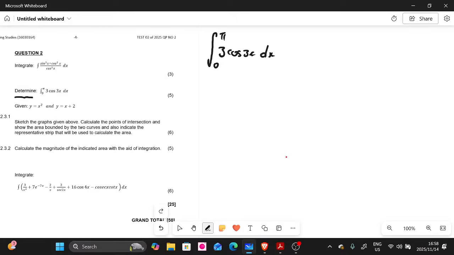So in order for you to change from rads or radians to degrees, you must do the following. You must multiply your rads with 180 divided by pi. So if you do this, pi divided by pi, this is going to give us 180 degrees. So this means that pi is equivalent to 180 when you turn it into degrees.